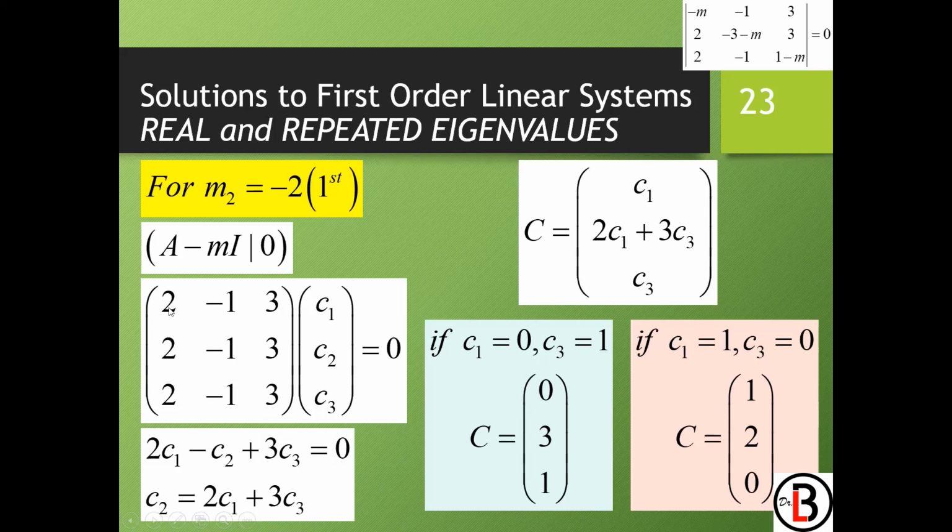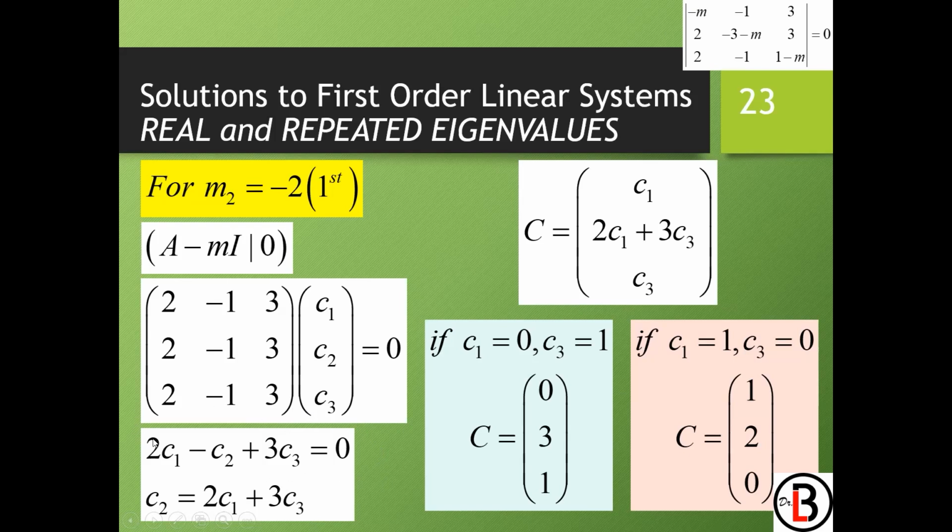Now, you'll notice that in this case, how will we do this? Look at this. The first, the second, and the third lines are the same. So we can only get one equation that's distinct. So how do we deal with that? What I do is, let's deal with the first one. 2c1 minus c2 plus c3 is equal to 0.